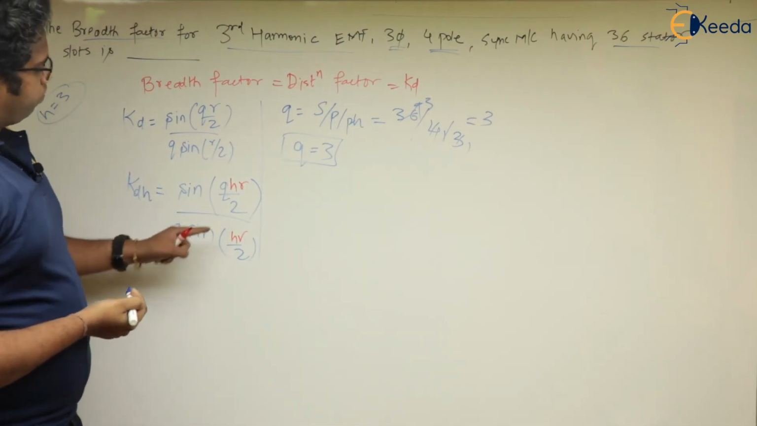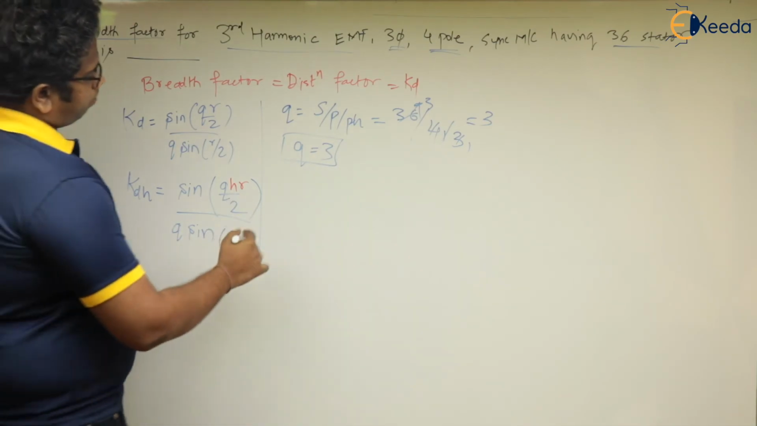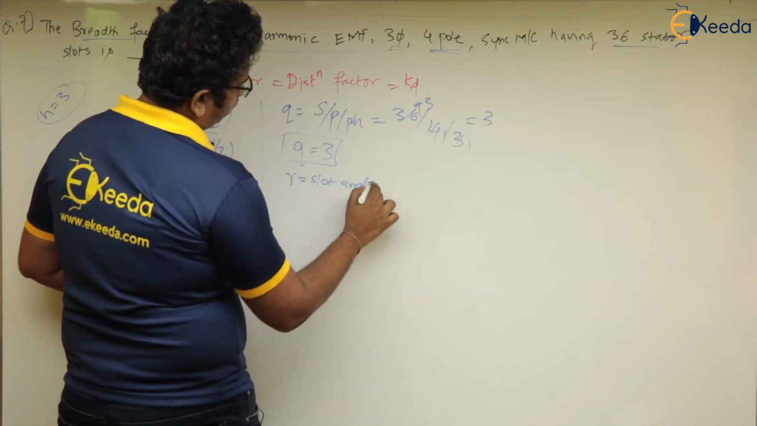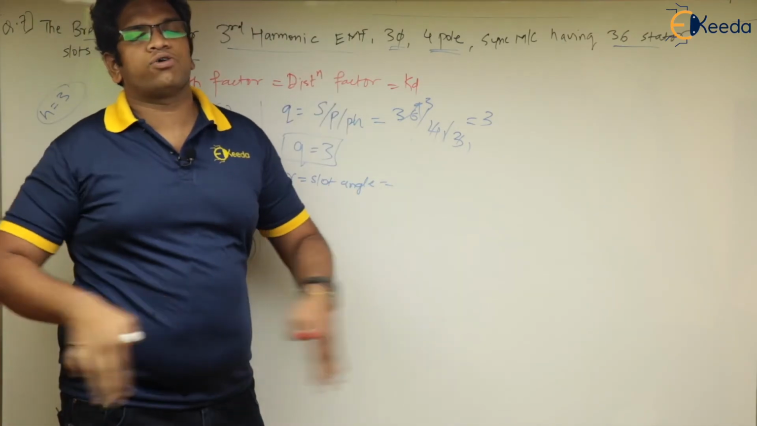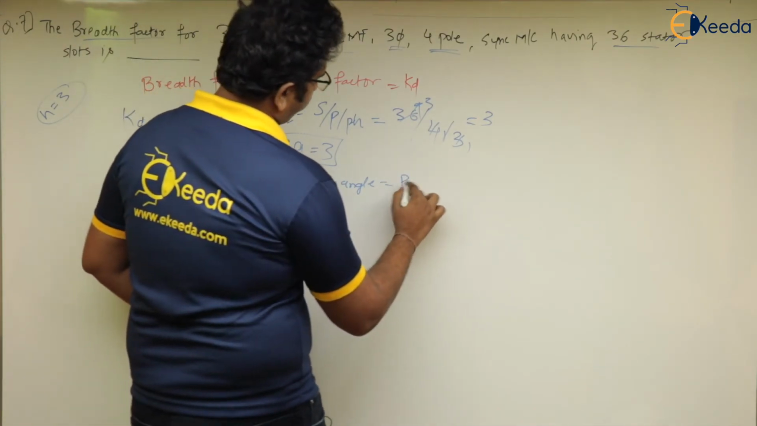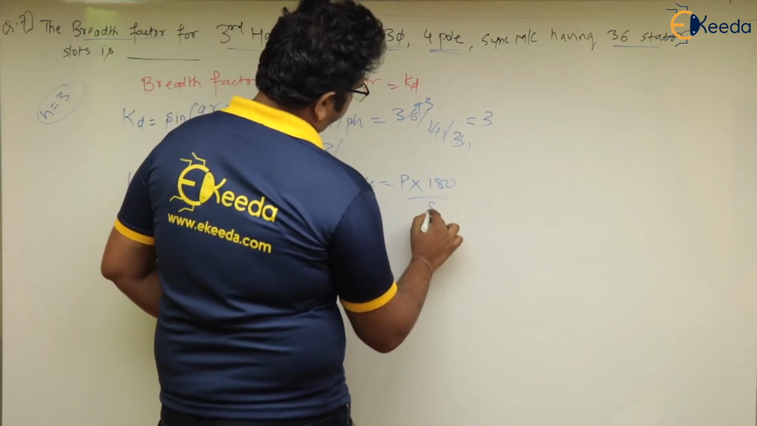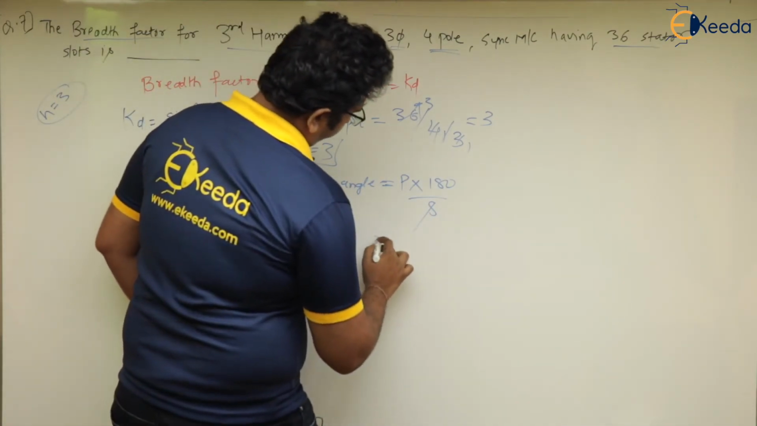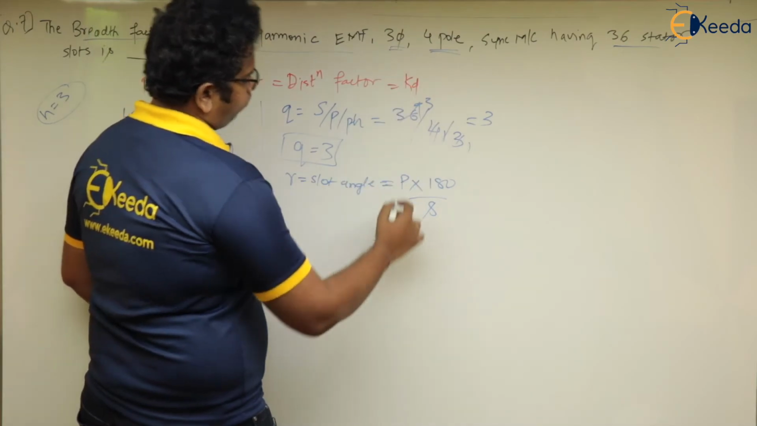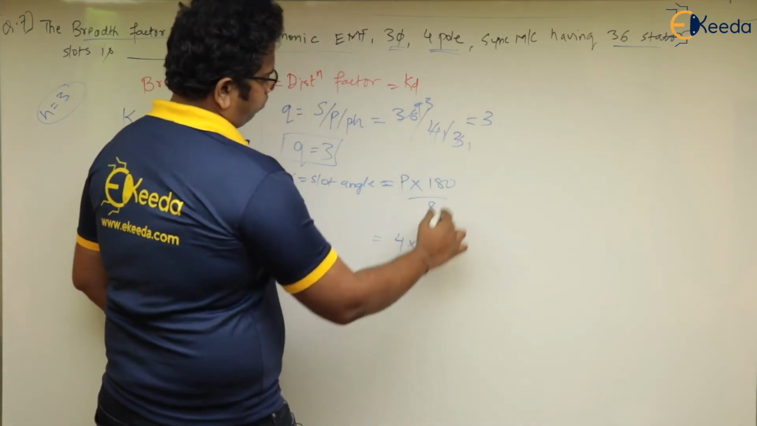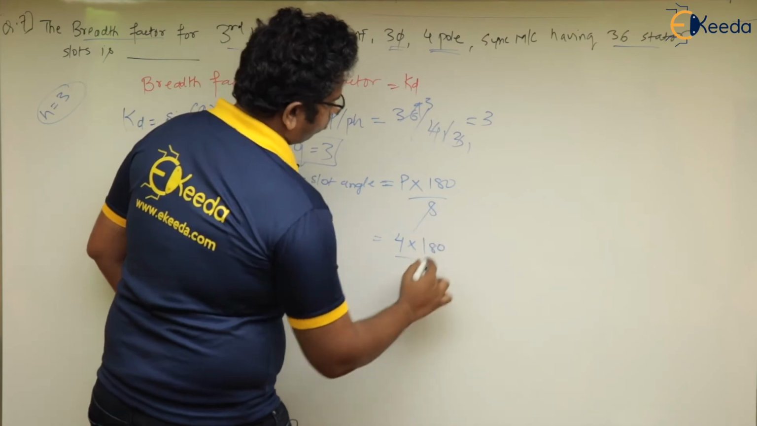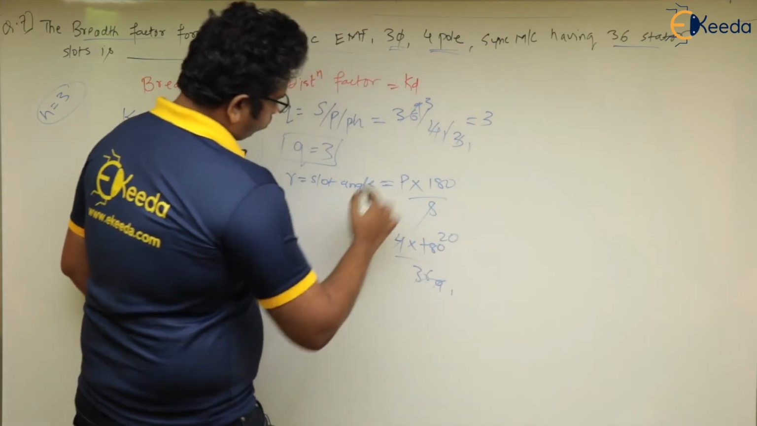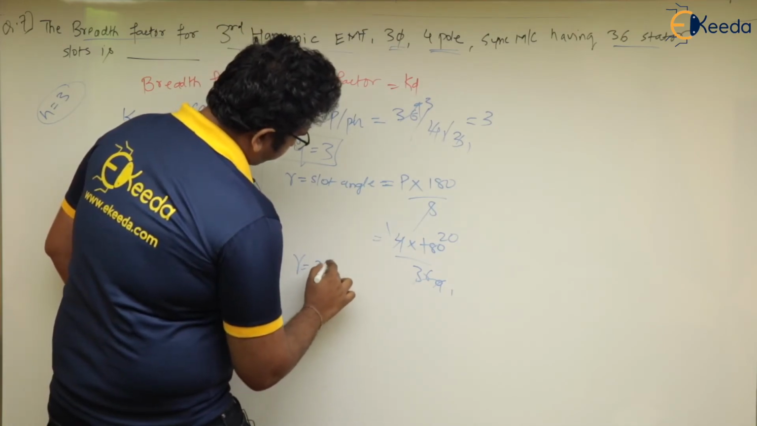Now next, what we want? We want gamma. What is gamma? Gamma is slot angle. How much is the slot angle? Slot angle in the sense total electrical degrees. Total electrical degrees how much? P into 180 divided by number of slots. Right? So this is going to be P, 4, multiplied by 180 divided by slots. How much are slots? 36. So it is going to be 4 1s are 4, 4 9s are 36, 9 1s are 9, 9 2s are 18. So your gamma is going to be 20 degrees.